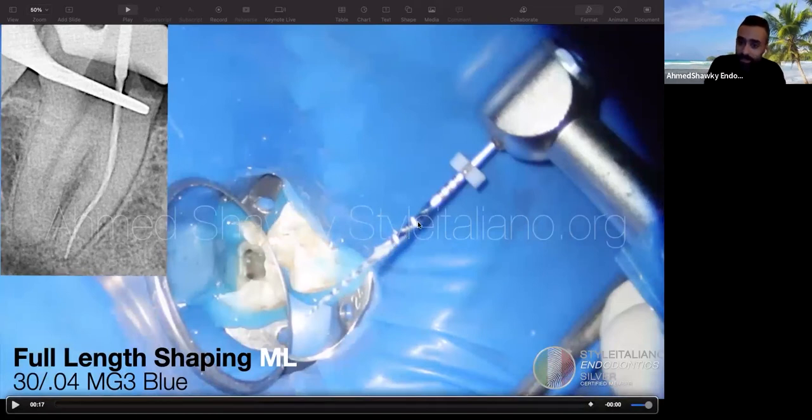We don't have debris in the coronal part. We have debris in the middle and apical part. This is ideal because you already pre-flared with a 25-4-6 and now you have debris only. This file has relieved stresses in the coronal part and is acting on the most important part for this file, which is the middle and apical. And after I finished that, I wanted to test this blue file, this MG3 blue file. Will it follow the anatomy or will it change the shape of the root canal? And as you can see on the left side, it's perfectly following the anatomy.